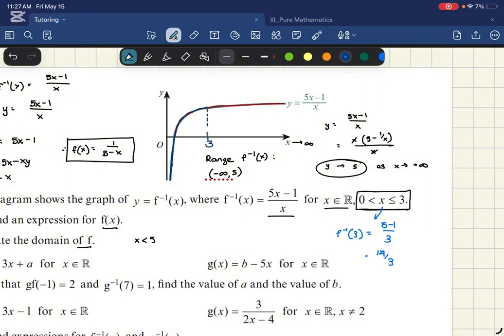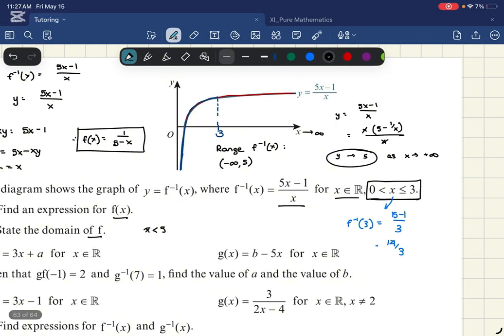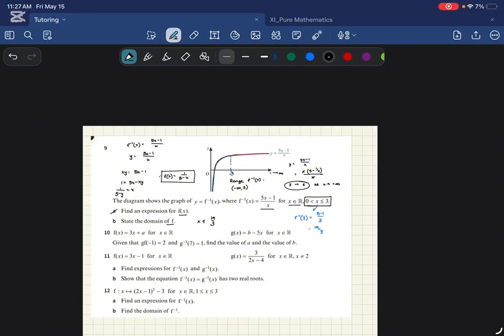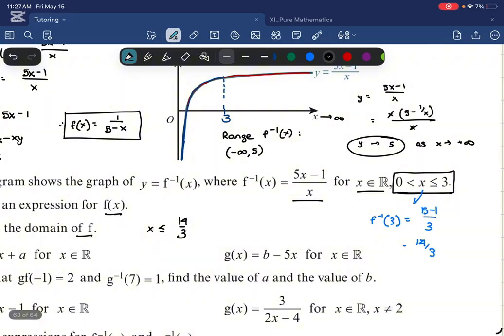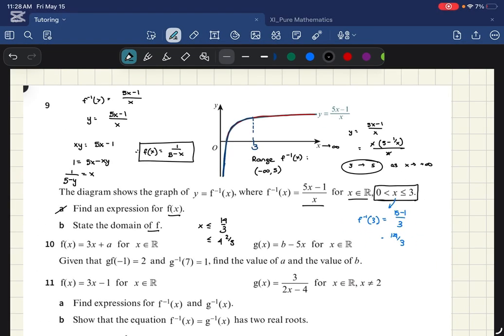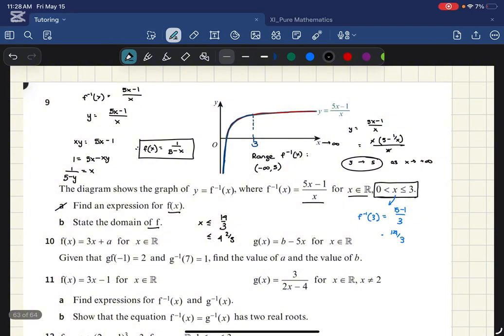So your actual range for this function is going to be x less than or equal to whatever 3 gives, which is 14 by 3. So less than or equal to 5 was for the whole graph. This is when you take into consideration this domain restriction. So now you have x is less than or equal to 14 by 3. 14 by 3 is like 4 2/3. All right. So that is the range for f inverse of x. So that is going to be your domain. So the domain of f is going to be this.